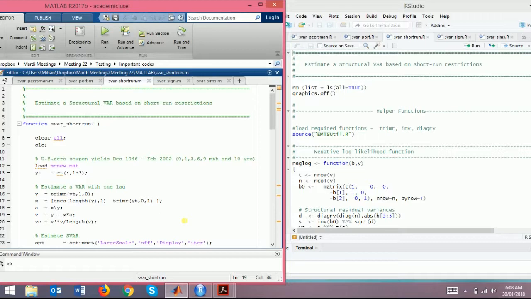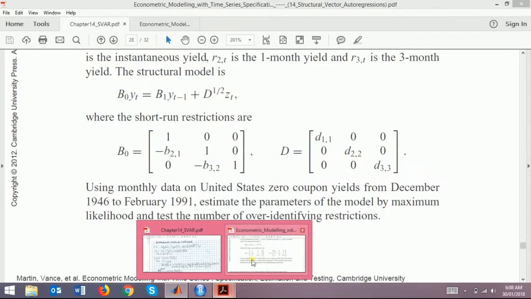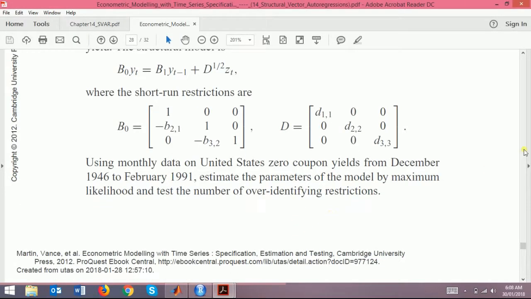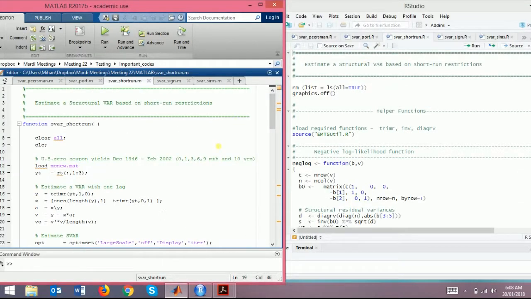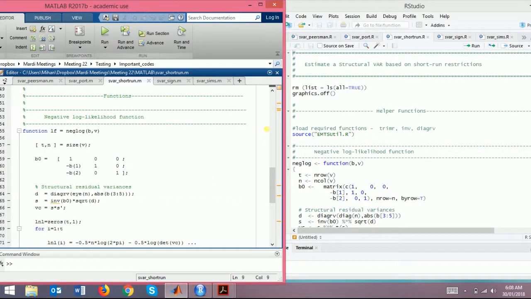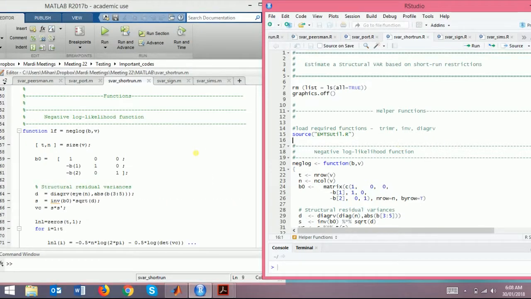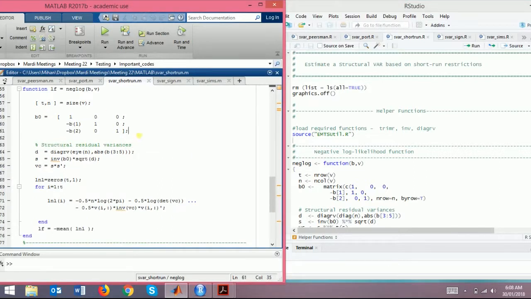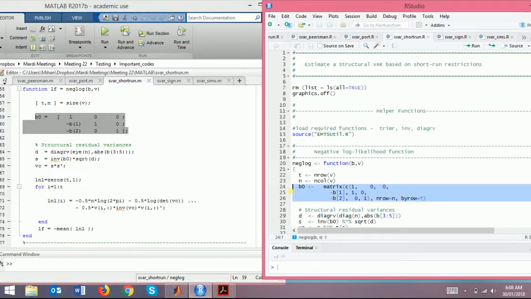So short run restriction, and we have talked about the question, and we need to estimate the parameters of this model. Okay, so let's see, what do we do first? Do we have a function? Yes, we do. First of all, the function is neglog v, number of rows v and number of columns. Then we are suggesting what our equation will have, whatever the reason it is.